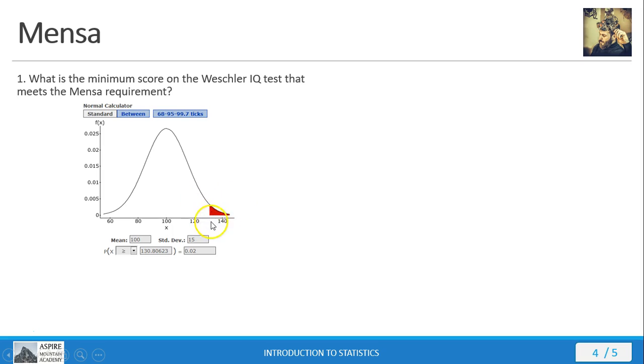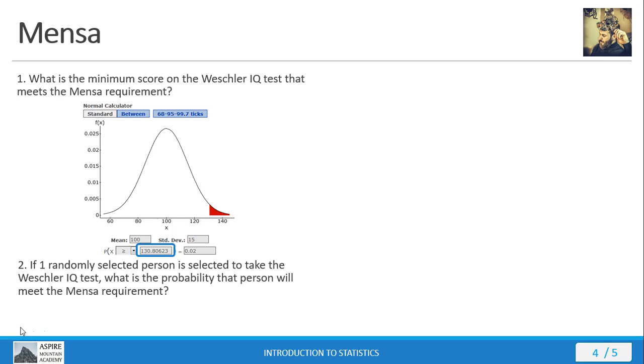The top 2% here on my distribution. So I want this right tail, and I want the area of that right tail to be 2%. So that's where I get the 0.02 coming in here from. And I want it to be greater than, so I can get that right tail area. Remember that inequality sign is like an arrow. It's pointing to the right because I want that area in that right tail. So when I hit compute out of that, out comes the 130.8 that you see here for your random variable. This is the score, the minimum score that you have to have on the IQ test in order to meet the Mensa requirement.